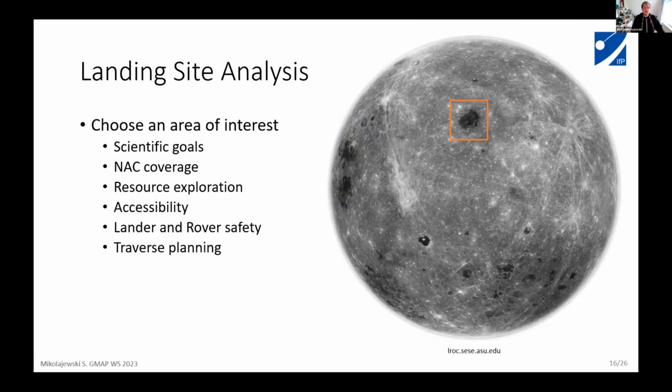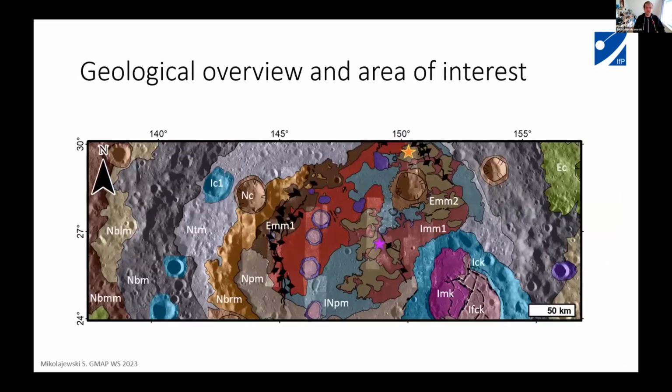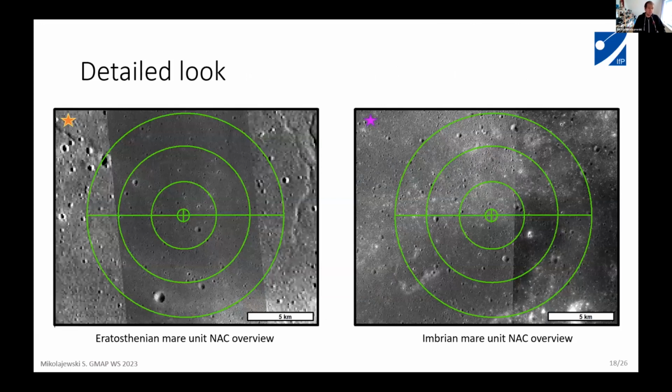And for that, it is good to have a geological map as a backup. And lucky me, I have that for this area. So I show you two examples for a landing site study I've carried out. One is located here in the north, referring to the orange star. The other one is a bit more south, referring to this purple star. So let's have a detailed look at both sites. One is located on an Eratosthenian Mare unit, the other one on an Imbrian Mare unit.